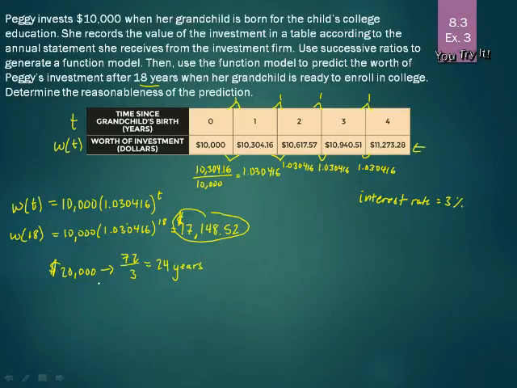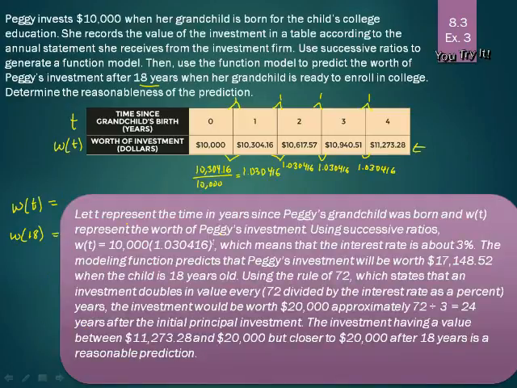So let's go ahead and summarize our answer. Let t represent the time in years since Peggy's grandchild was born, and W(t) represent the worth of Peggy's investment. Using successive ratios, W(t) equals 10,000 times 1.030416 to the t, which means that the interest rate is about 3%. The modeling function predicts that Peggy's investment will be worth $17,148.52 when the child is 18 years old.